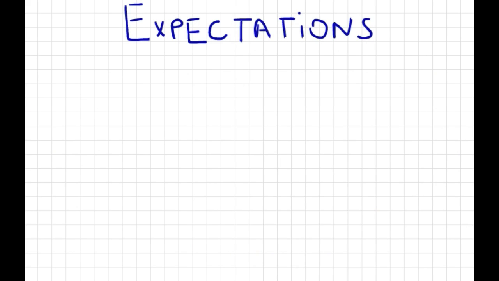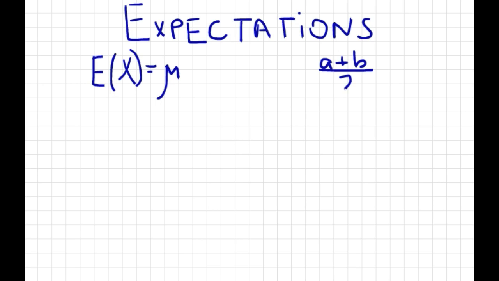So today we will speak about expectations. First of all, the notation of expectations is E of x, and it is the same thing as the average value or the mean mu. When we were in grade 6, we learned that the average value can be calculated by adding the values and dividing by the number of the values.